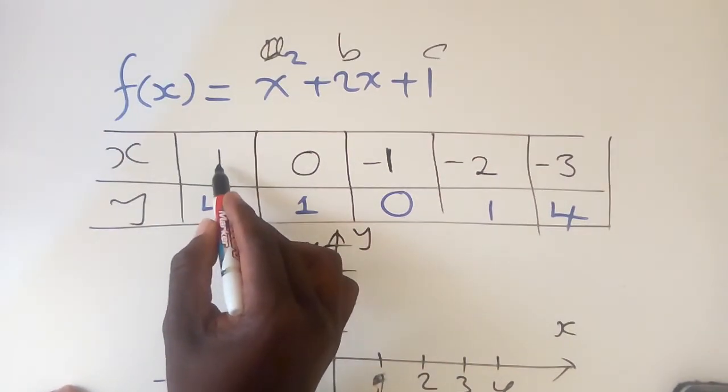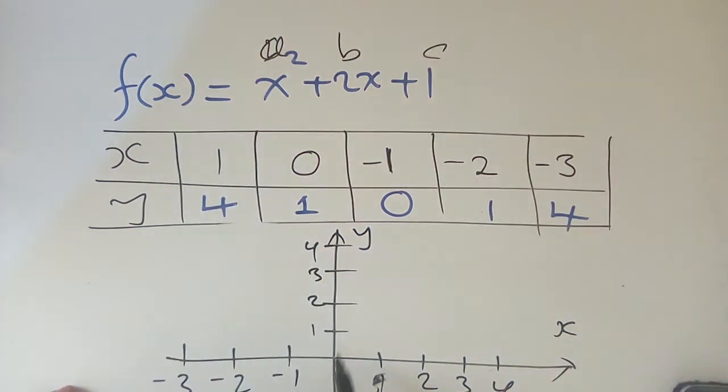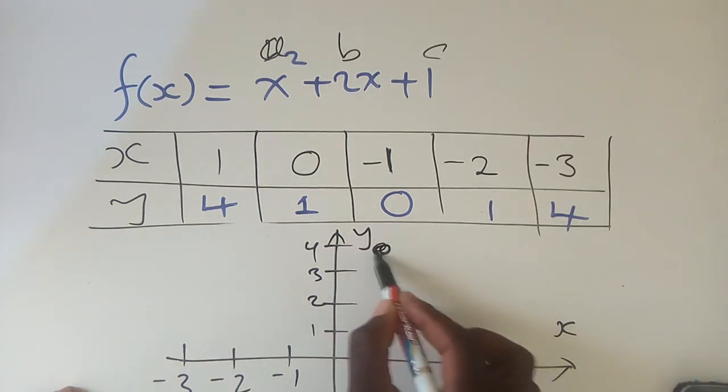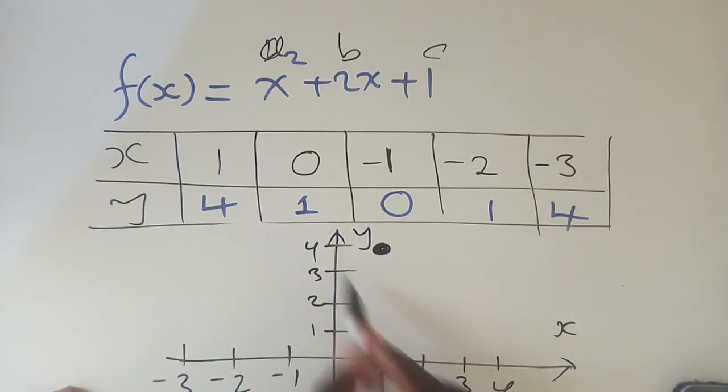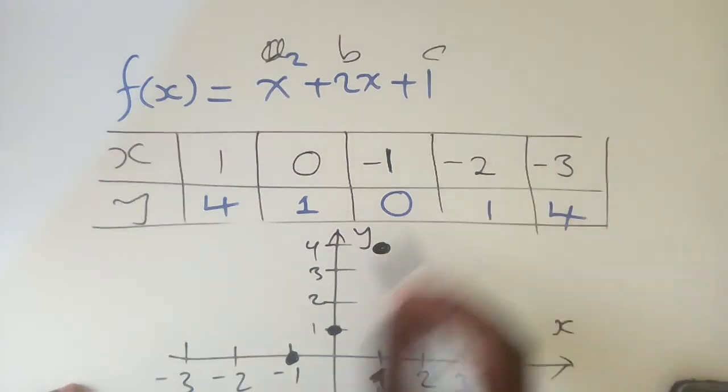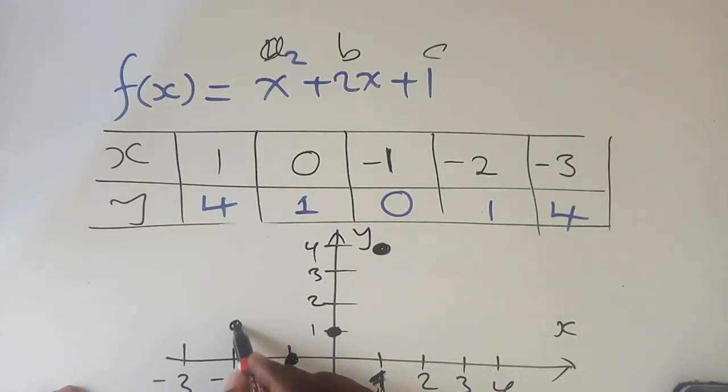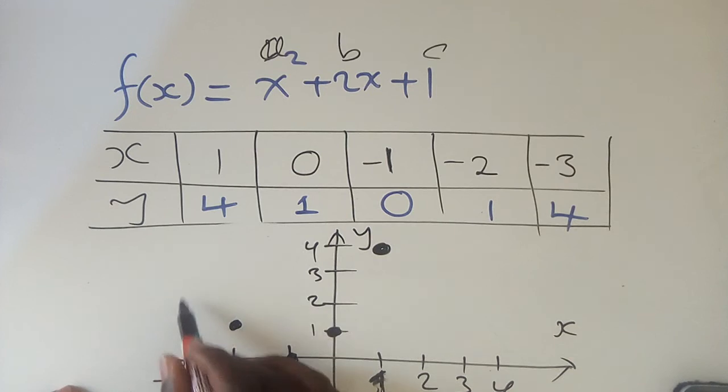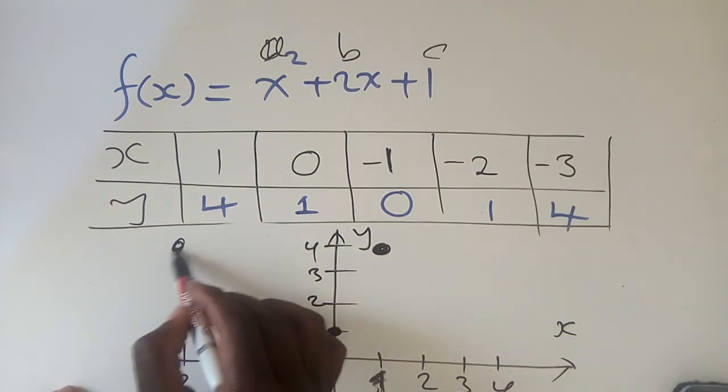What do we have here? This is 1 comma 4. 1 is here under the x-axis, and 4 is up here, so this is the point we want. 1 comma 4, it's here. We go to the next one, which is 0 comma 1, it's here. The next one is -1 comma 0, over here. The next one is -2 comma 1, over here. The next one is -3 comma 4, over here.